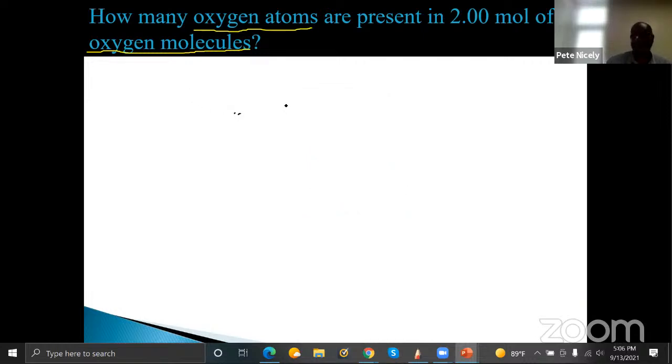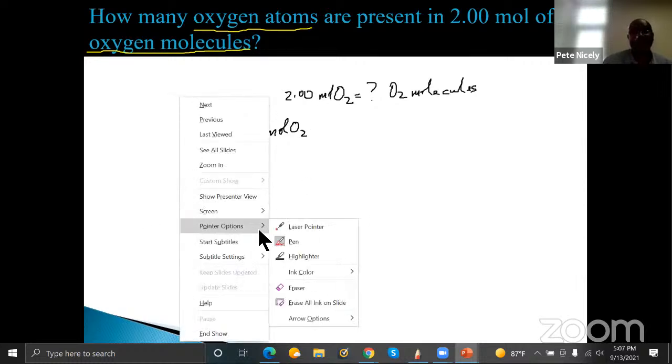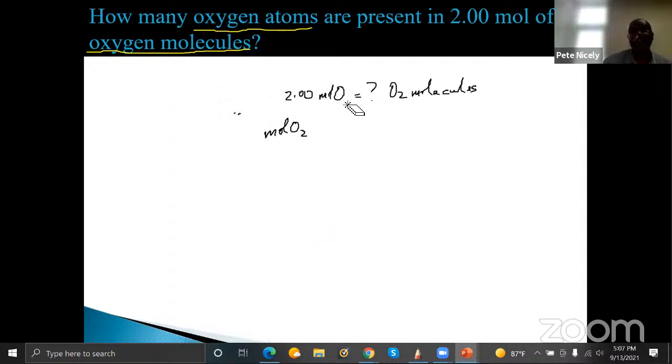So basically, you're given 2.00 moles of O2, and you're asked to find the number of O2 molecules. So in this case, what you'd have to do is convert from moles of O2 oh shoot, I just realized something. Okay. What I should have done here is this should be moles of, I'm sorry.